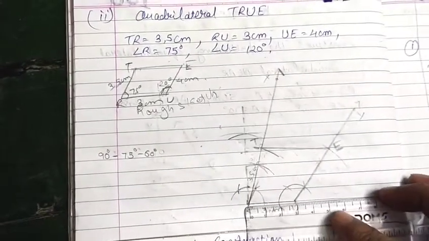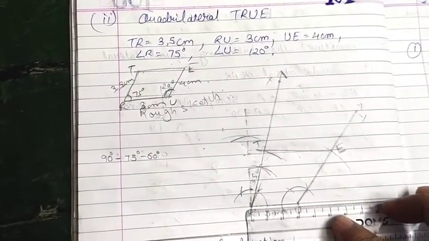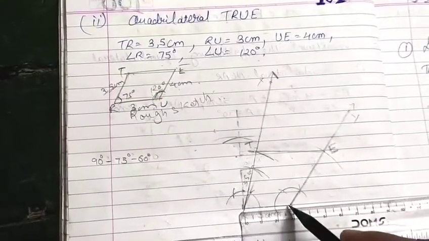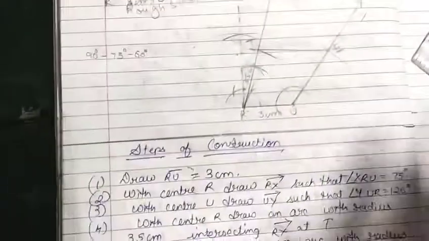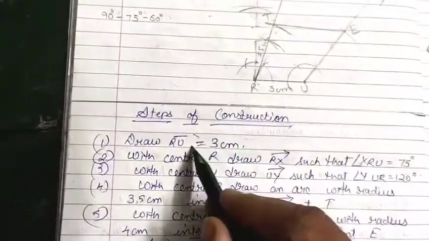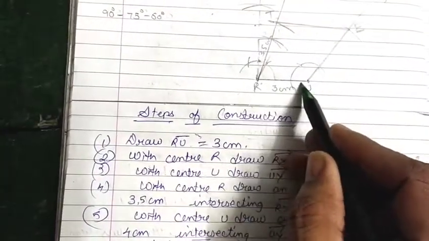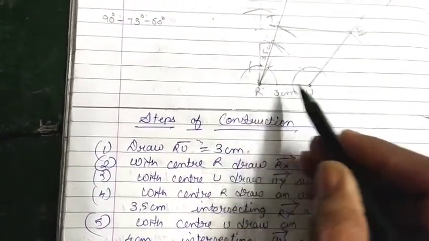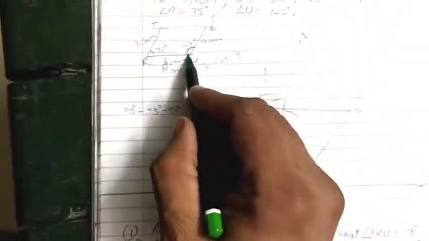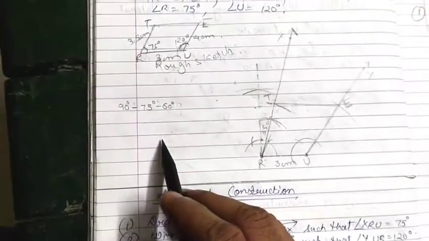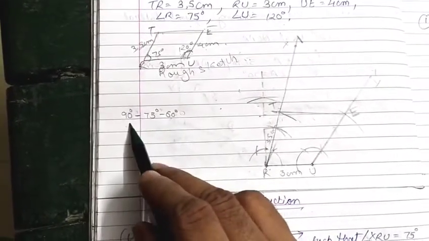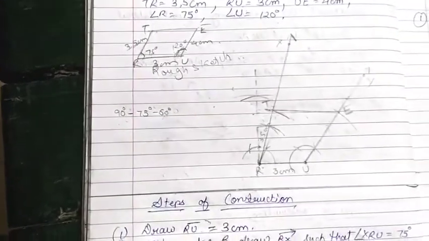You have to draw the base by putting a scale and draw a line segment of 3 centimeter and write down RU. Write down the step of construction: RU equals 3 centimeter. Now our next step is to get this 75 degree and 120 degree. 75 degree, dear student, is the bisector of 60 and 90 degree. So first you have to construct 60 degree, then 90 degree, then the bisector of both is 75 degree.